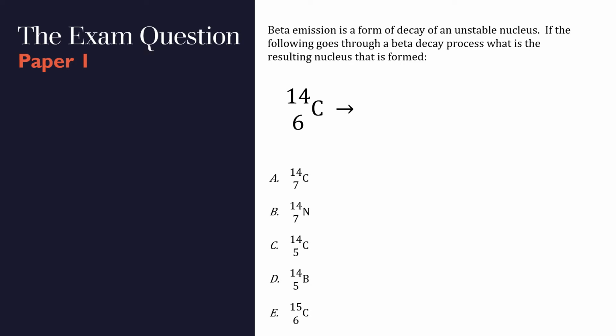Beta emission is a form of decay of an unstable nucleus. If the following goes through a beta decay process, what is the resulting nucleus that is formed? And there we have a carbon atom, and we know that there's 6 protons there and then 14 neutrons and protons added together. And we have a selection of answers.